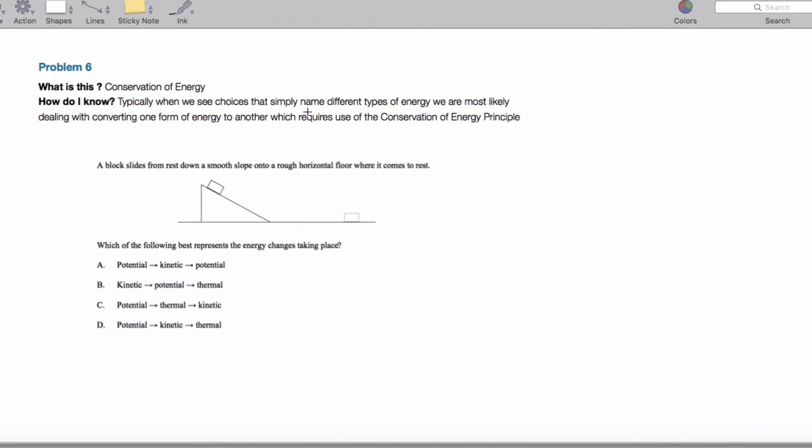All right, problem number 6. So we have a block. This slope is entirely smooth, and then it slides to rest on a horizontal floor like this. So what's going to happen? All this potential energy, as it slides, gets converted into kinetic, and when we reach the bottom here, it's pure kinetic energy because all this potential energy has been converted into kinetic because there's no friction to dissipate any energy here. So there's no thermal energy as it slides.